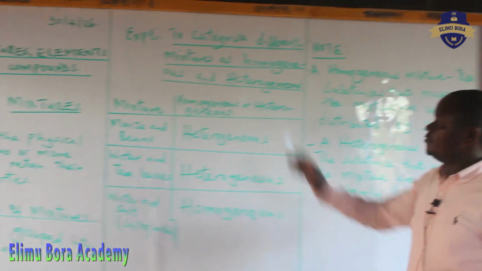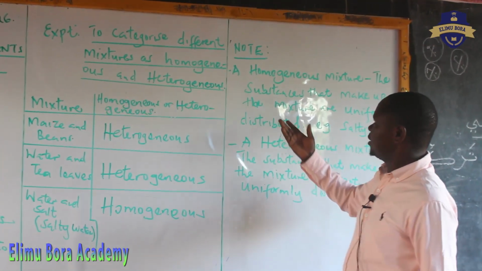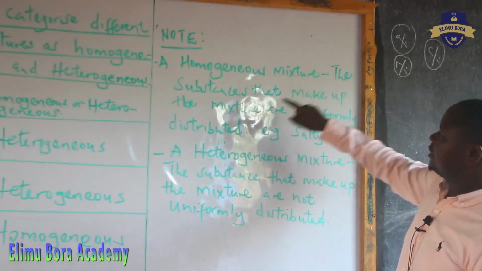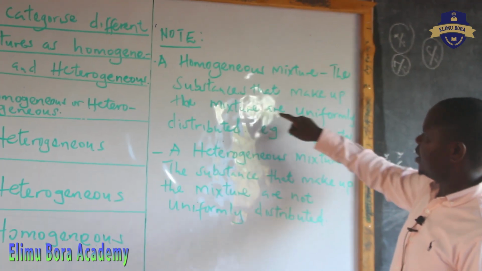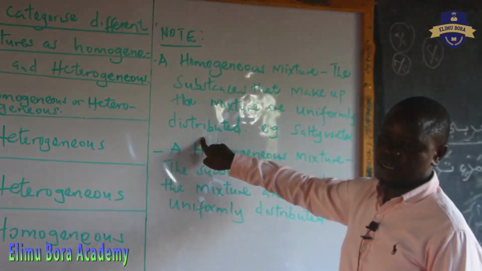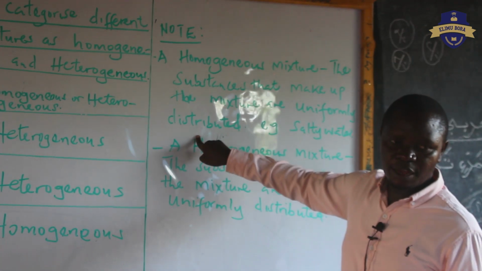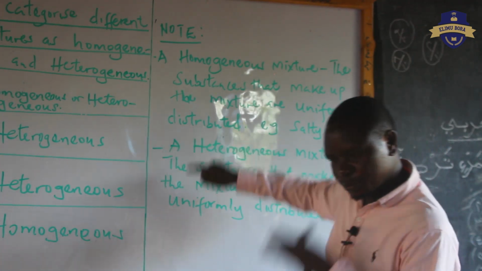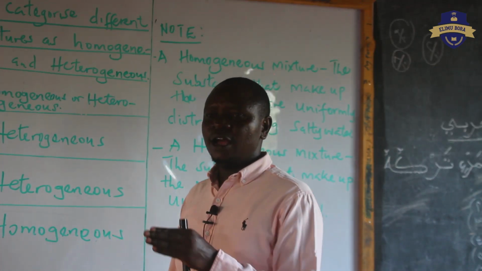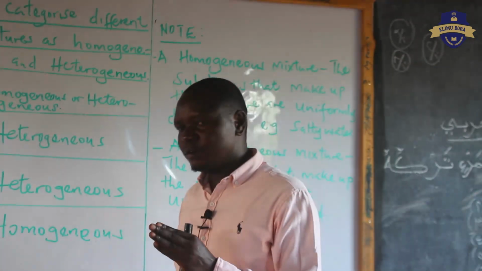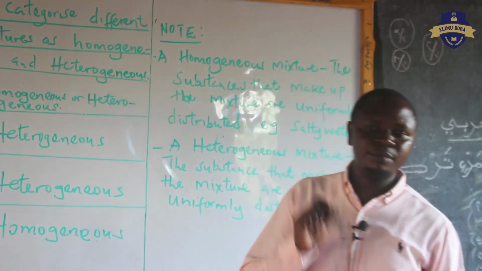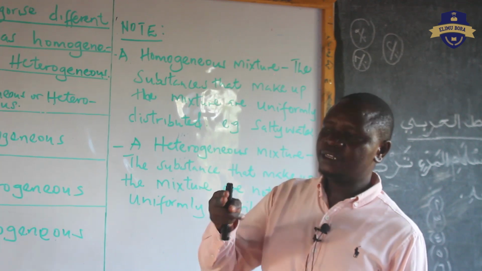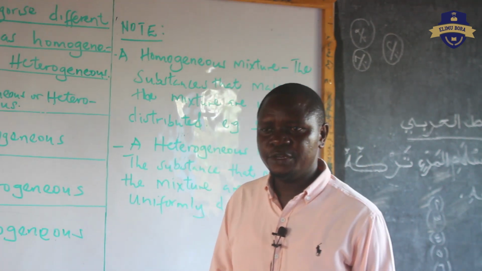Okay. Then after classifying them, now you can conclude by saying that what? A homogeneous mixture is whereby the substances that make up the mixture are uniformly distributed. Uniformly distributed. Are we together? And mostly it is what? A liquid and a solid particle. And that solid particle should be what? Miscible. Not all solid particles are miscible. When I say miscible, it means it dissolves or it mixes with the liquid completely. Are we together?